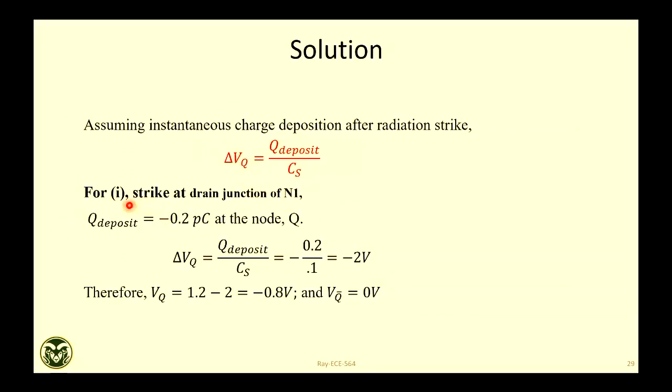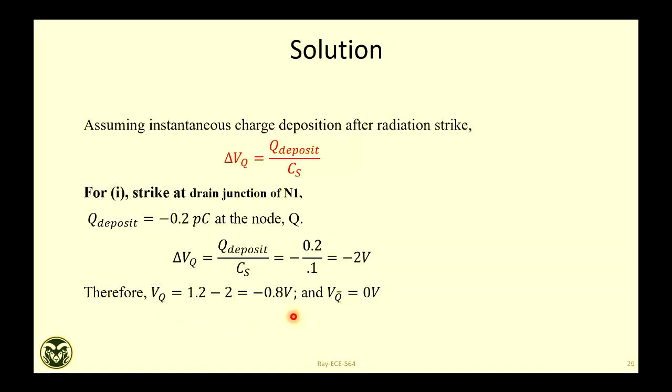Because the first part is just after strike, what is the voltage? So Q deposited is -2 picocoulomb because the NMOS was struck, so negative charge will be deposited. Delta VQ is Q deposited divided by C, so -2 volt will be dropped. That means just after strike, 1.2 volt will become -0.8 volt. That is your instantaneous voltage just after strike.